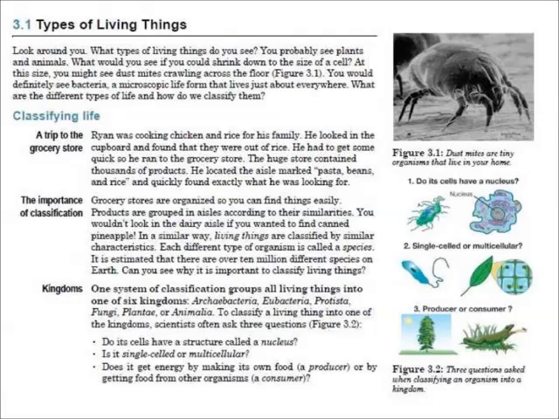One system of classification groups all living things into one of 6 kingdoms: Archaebacteria, Eubacteria, Protista, Fungi, Plantae, or Animalia. To classify a living thing into one of these kingdoms, scientists often ask 3 questions. Do its cells have a structure called a nucleus? Is it single-celled or multicellular? Does it get energy by making its own food, a producer, or by getting food from other organisms, a consumer?